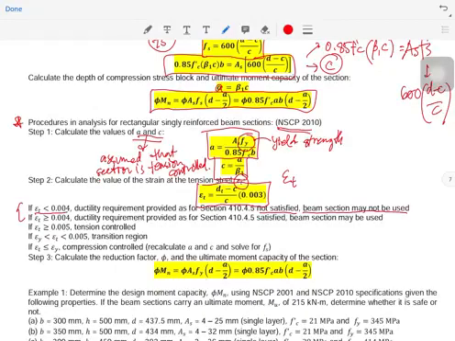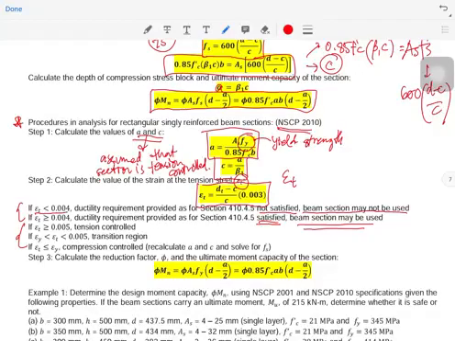But if your epsilon sub t is greater than or equal to 0.004, then the ductility requirement was satisfied, so therefore the beam may be used. Okay, so how about for the section or beam conditions? We have these three conditions here that we have discussed already, which are tension controlled, transition region, and compression control.